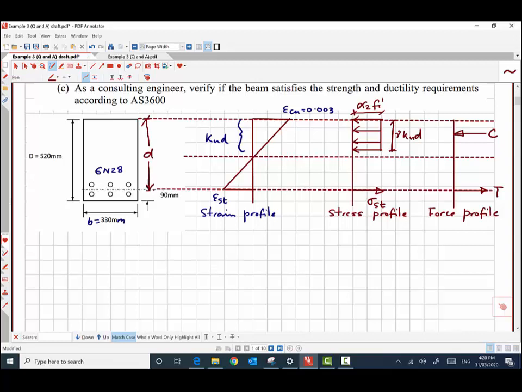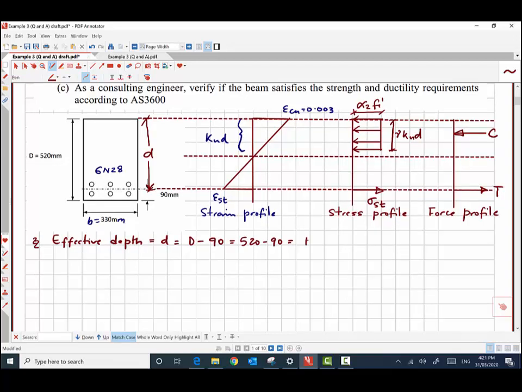So let's find out what it is. So overall depth D minus the effective cover, which is 90 millimeter. So that means 520 minus 90. So it is 430 millimeter. So we now know the effective depth.